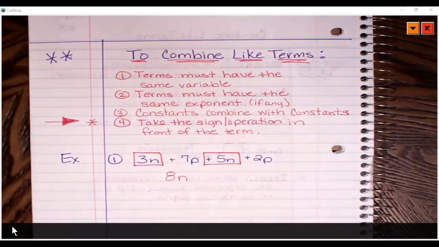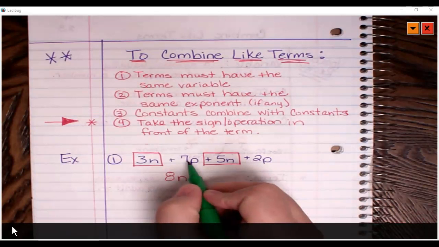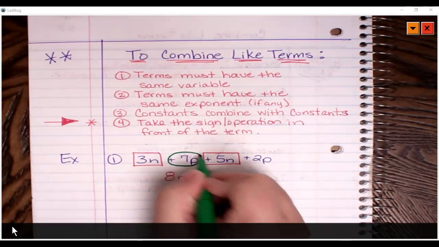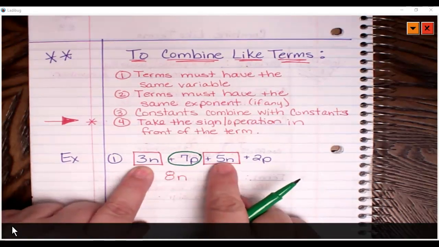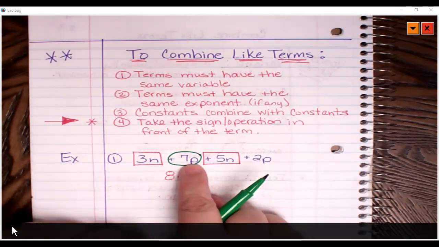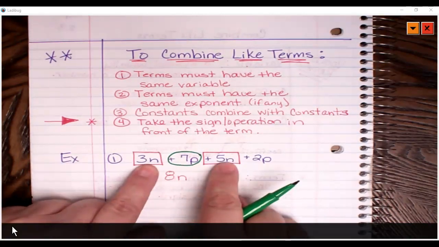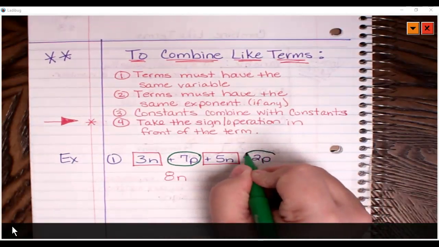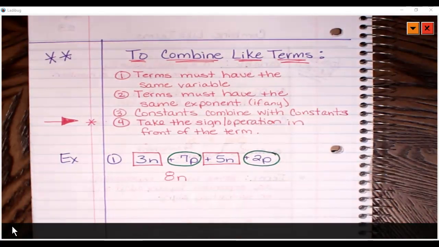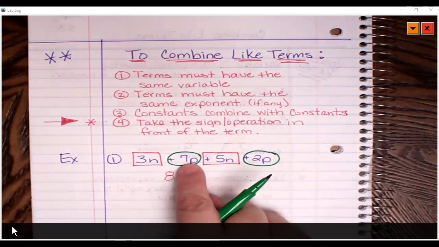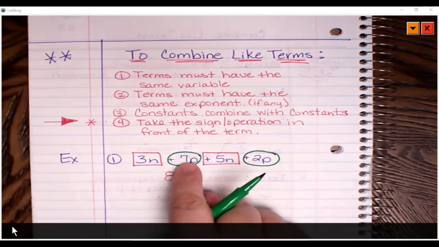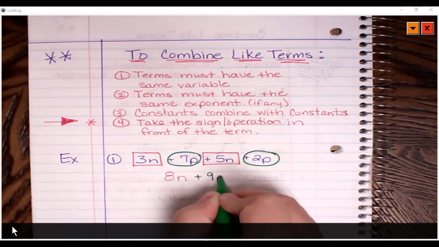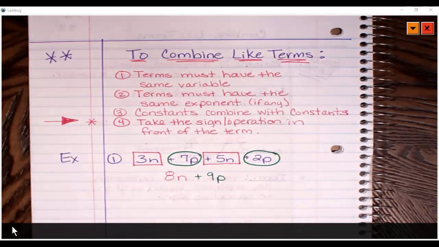Next, I need to go and look for any other terms. Here I have 7p. I'm going to circle it, and I'm going to take the term with it. Notice I circled these because they're not the same as the squares. P's, maybe they're princesses or pickles. Pickles are not the same thing as nickels. So I have 7 pickles plus 2 more pickles or 2 more princesses, whatever term you want to give the variable p. So 7 p's plus 2 p's is equal to 9 p's, or 9 princesses, or 9 pickles.